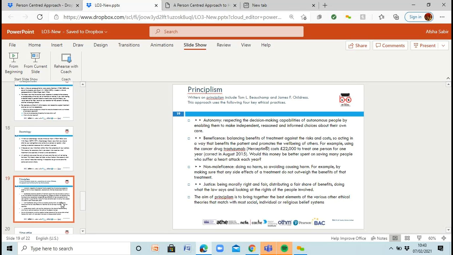Non-maleficence, where you're doing no harm, so you're avoiding causing harm. So an example is this, where you're making sure that any treatment that you're giving someone, the side effects don't outweigh the benefits. So the treatment might make them feel better, but what if it causes hair loss? What if it causes sickness and bloating and rashes on your body? Now, getting treated for a particular issue and getting well from it is fine, but if it makes you feel even worse by having other side effects, is it worth it? So you shouldn't be doing harm.